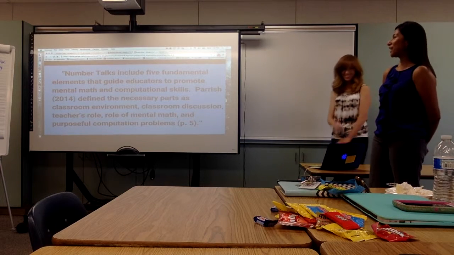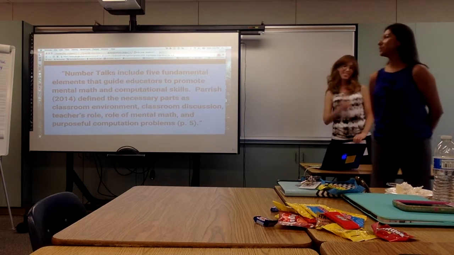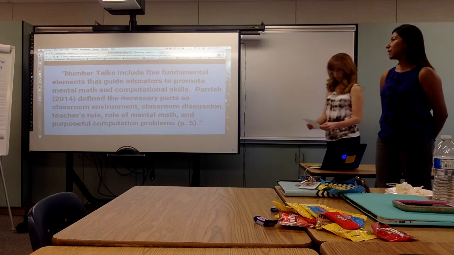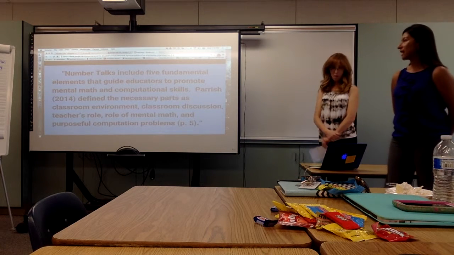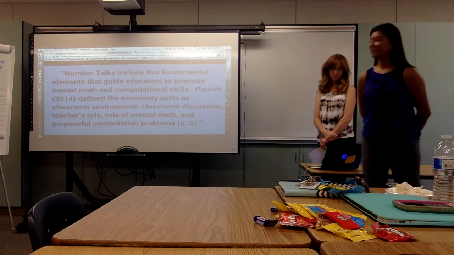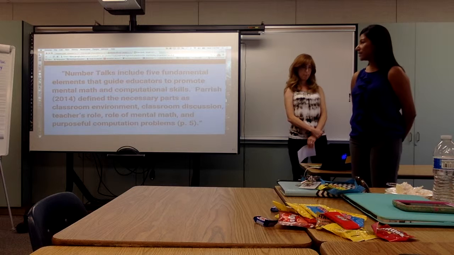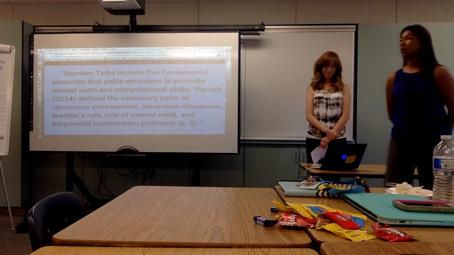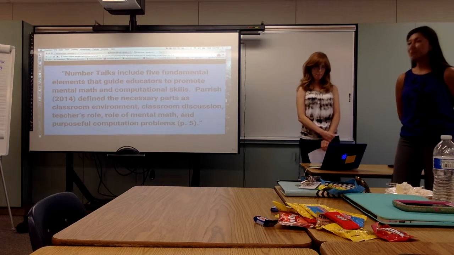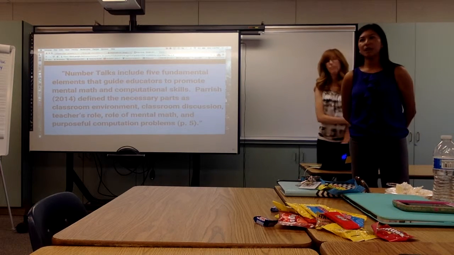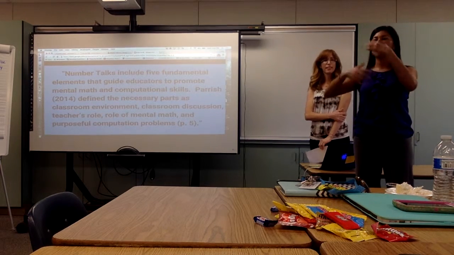Number talks include five fundamental elements that guide educators to promote mental math and computational skills. Parrish defined the necessary parts as classroom environment, having a safe environment, classroom discussion, teacher's role, mental math, and purposeful computation problems. What that means is just not any math problems, they have to build upon each other.